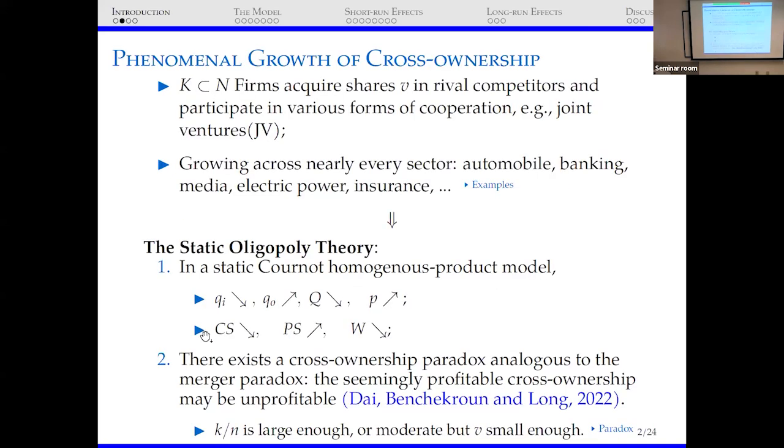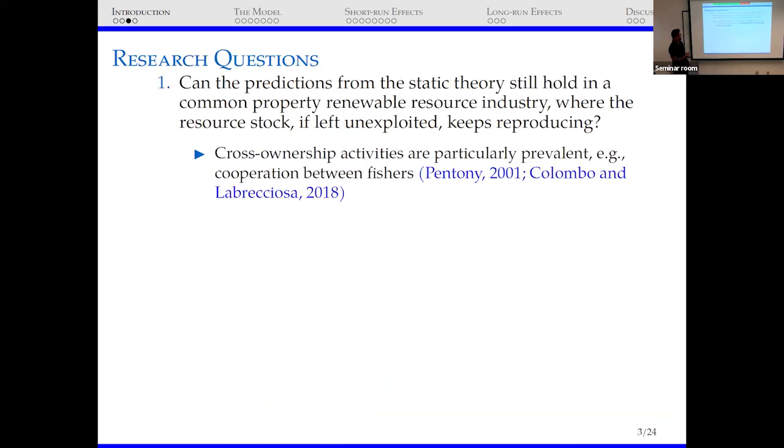So the only takeaway here is that for a certain number of K and N, and for v, we may have this paradox. It's not always the case, but this is what's shown here in this paper. So it's not that if I go for a partial merger, I'm going to get more money. We may have cases where we lose money. So this is one of our motivations to see if this holds in a renewable resources environment.